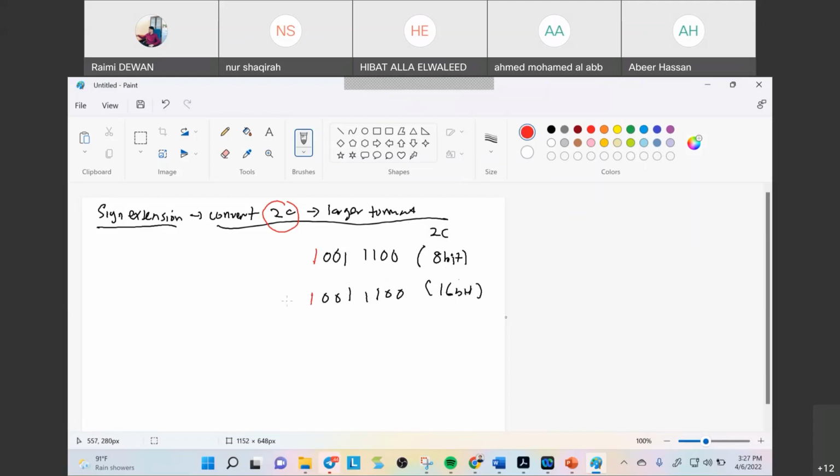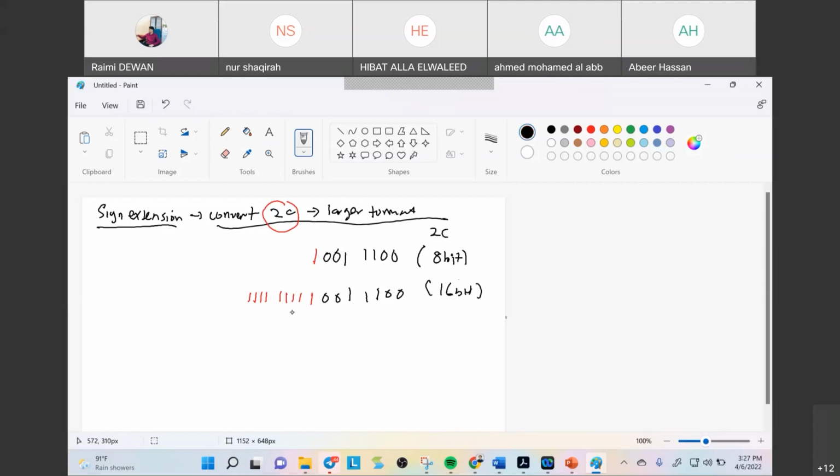So 1111 1111, then the original. Understand? Easy, right? To fill the high order bits. Understand or not? This is sign extension. You just extend the sign. Of course, for positive numbers nothing changes. For positive you just extend the zero, so it's the same.